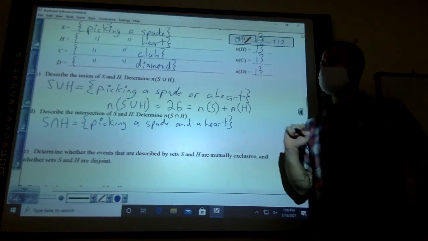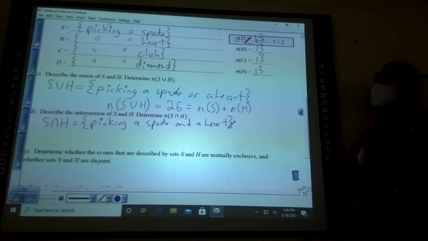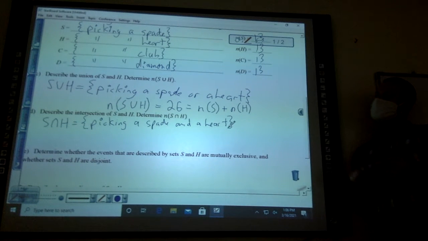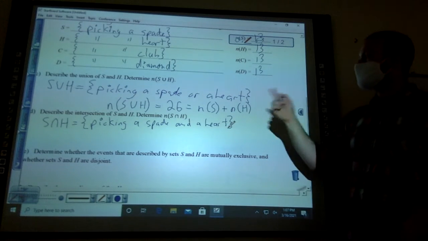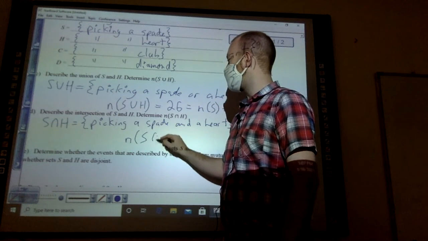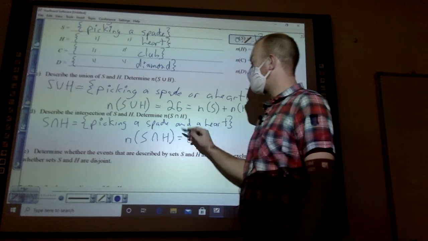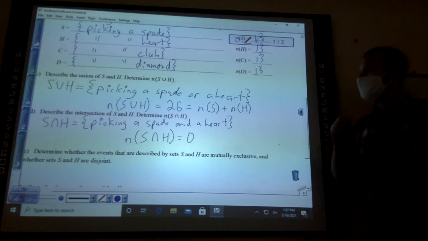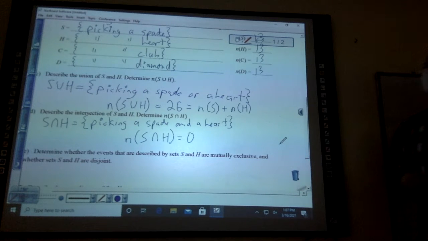What's the number? Well, how many cards are a spade and a heart? There's no cards that are both spades and hearts. It's one or the other. So in this case, this is an empty set. So the number of cards that are both a spade and a heart is just 0. So here would be an example of an empty set.